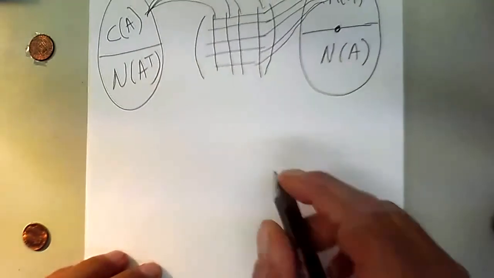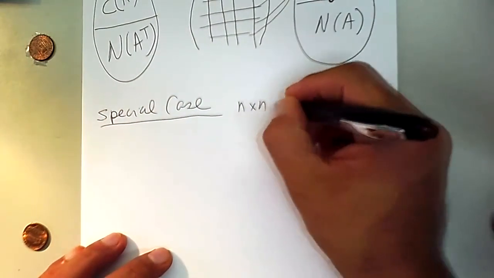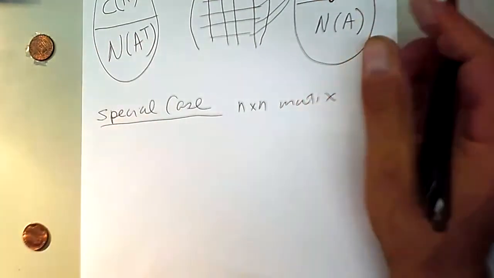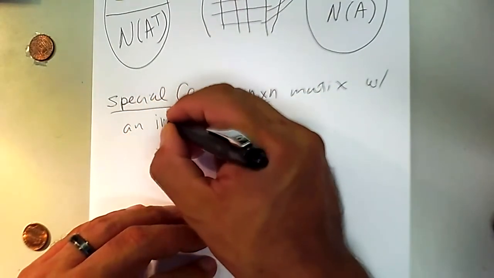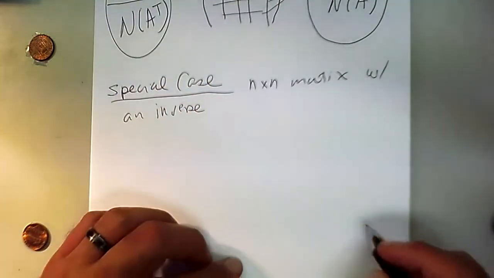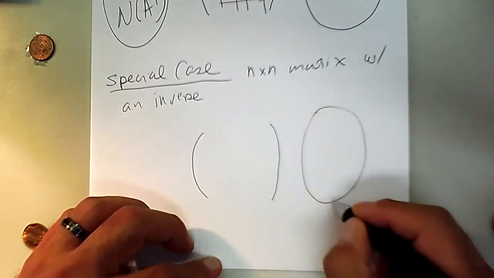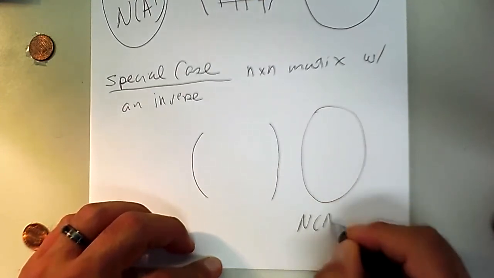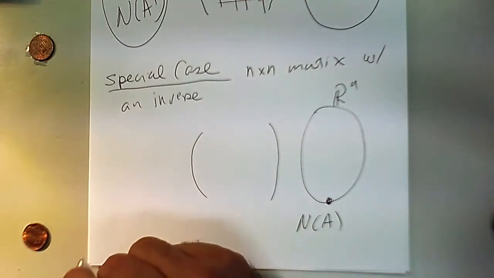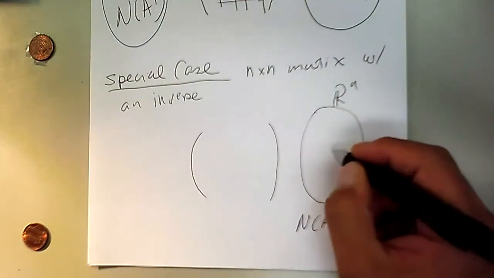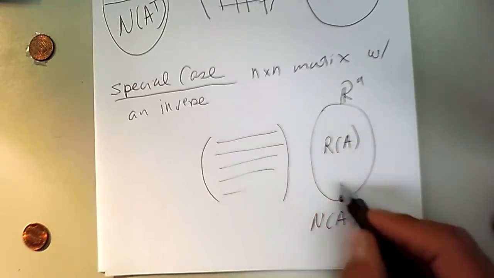Now, there's a special case. First of all, if you have an n by n matrix that is non-singular, with an inverse, so a perfectly nice matrix, then the null space of the matrix, NA, is just going to be one point. That's it, the origin. And this is Rn, nothing else. And everything else is going to be RA. In other words, the rows are going to generate all of it.